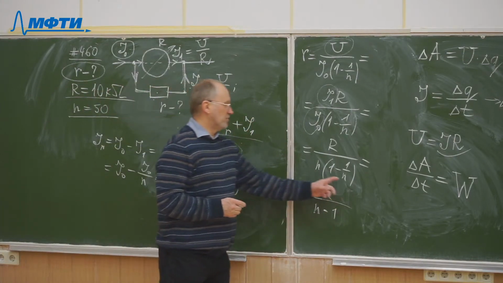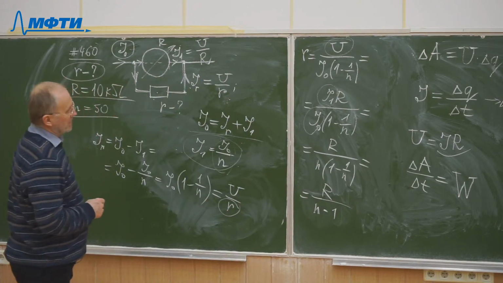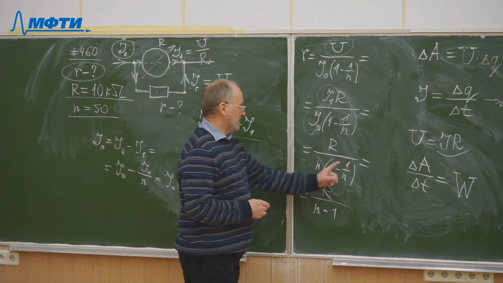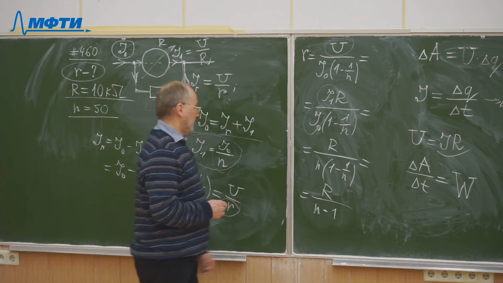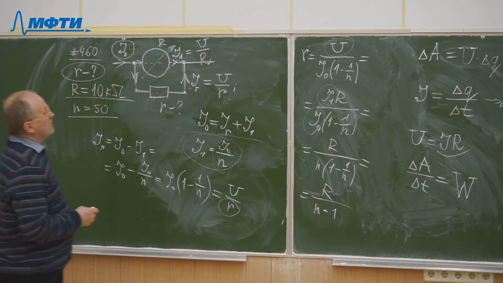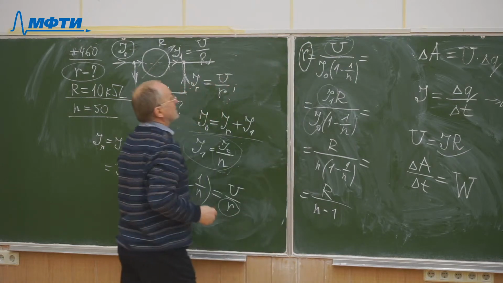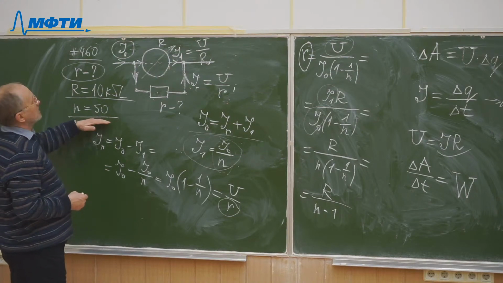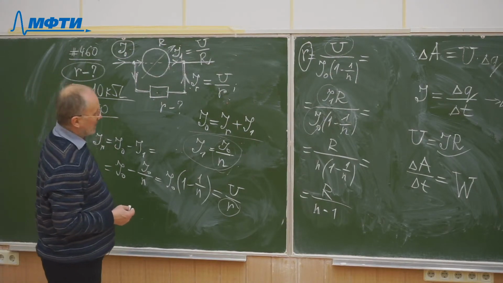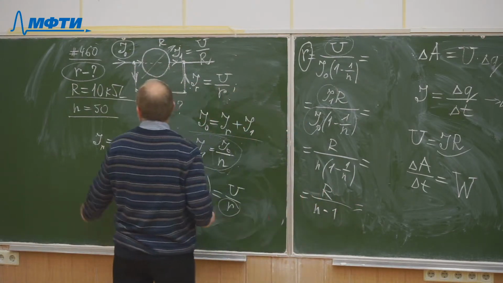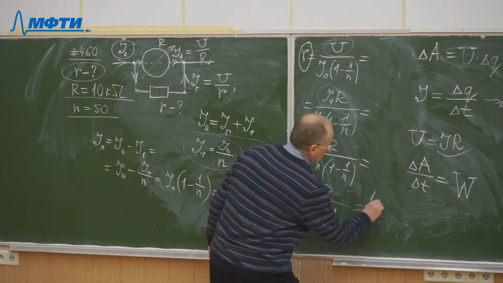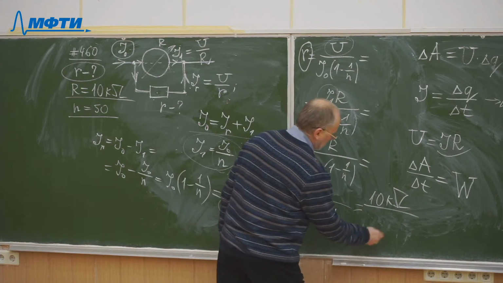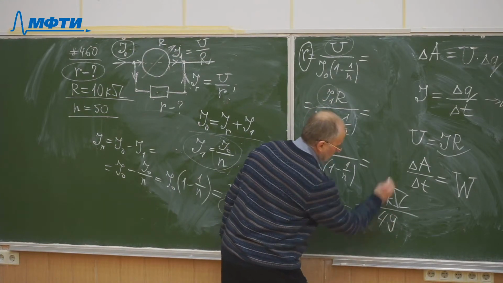If we open this round bracket, we obtain n times 1 minus n times 1 over n, that is n minus 1. So we have found the resistance of the external shunt which we need to use in order to decrease the sensitivity of the galvanometer by 50 times, by n times. The resistance capital R is given as 10 kilo ohm, divided by n minus 1, that is 50 minus 1, that is 49.